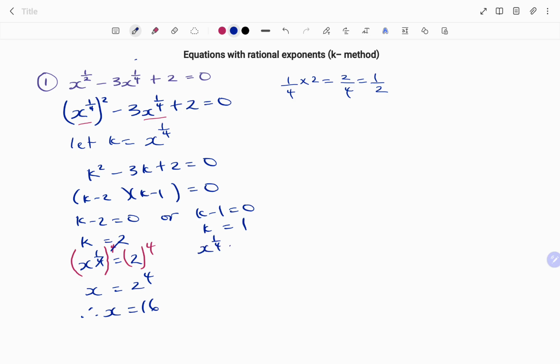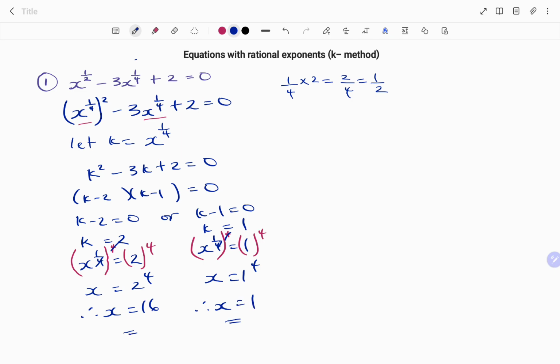On the other side, we're going to substitute for k, which is x to the power of 1 over 4 equals 1. Like we did in the first example with x to the 1 over 4 equals 2, we're going to do the same here, and raise both sides to the power of 4. Therefore, this cancels. We're left with x equals 1 to the power of 4, and 1 to the power of 4 is 1.